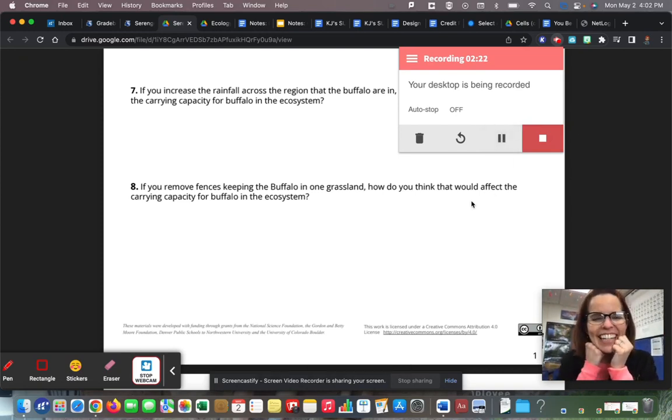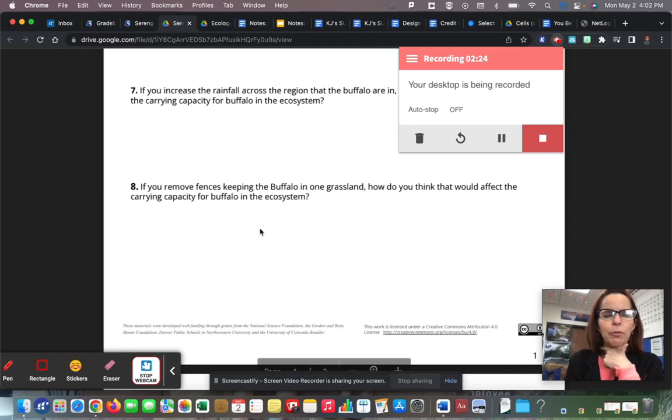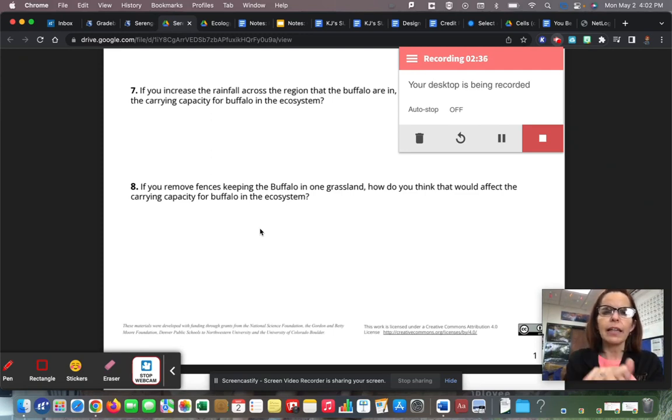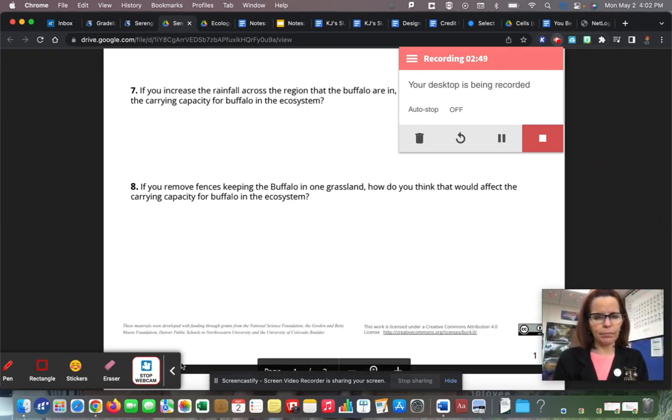But number 8 says, if you remove fences, keeping the buffalo in one grassland, how do you think that would affect the carrying capacity for buffalo in the ecosystem? So previously they've been trapped in these fences, but now we're going to take the fences down. So tell me about the carrying capacity. Is the carrying capacity going to go up or down? And why? What's your reasoning? Why would it go up or down? All right, I'm going to move on. If you need to pause me, go ahead and do so.